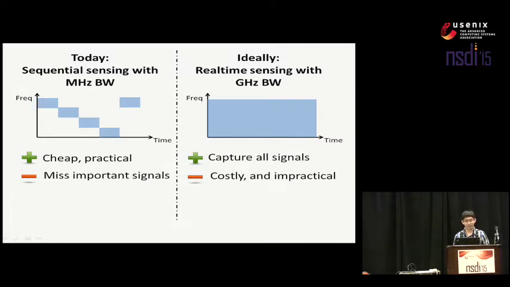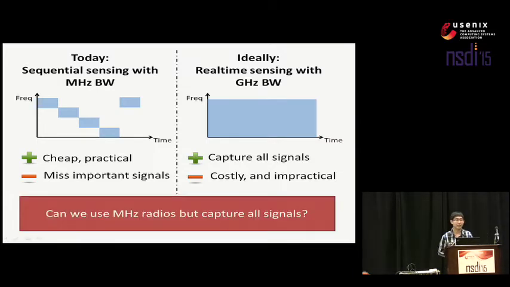So the question I want to ask is, can we use megahertz radios, which are cheap, but capture all signals across gigahertz-wide spectrum? Is there a way that we can achieve the best of both worlds?